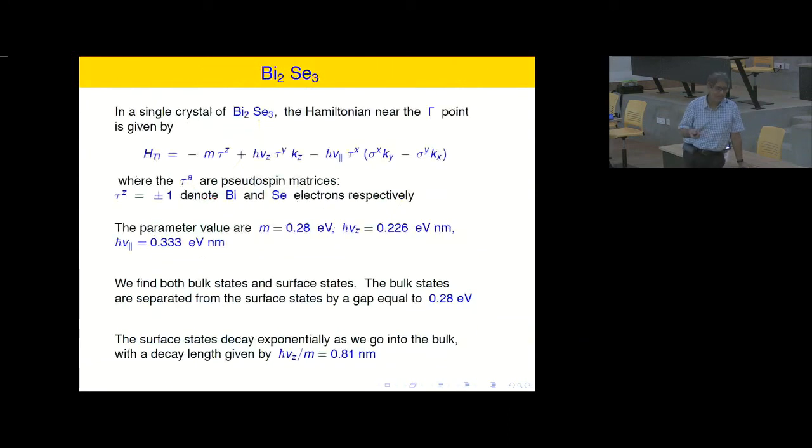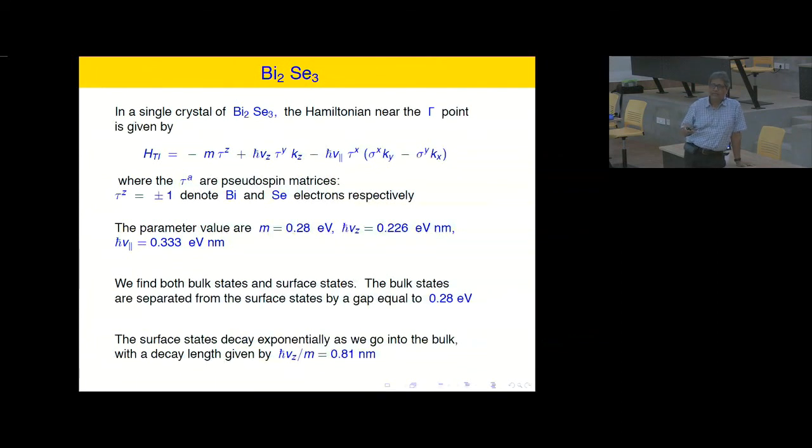Okay, so now I'll tell you a little bit about the theory. Let me start from really the macroscopics here. So bismuth selenide, a single crystal of that, has a Hamiltonian near the gamma point, the origin (0, 0, 0) of the three-dimensional Brillouin zone. It has a structure like this.